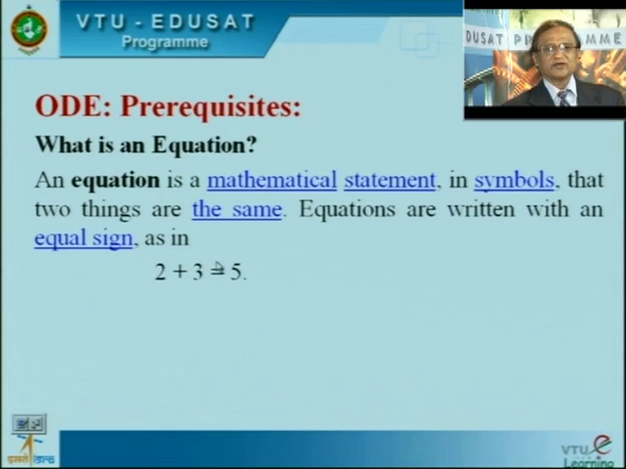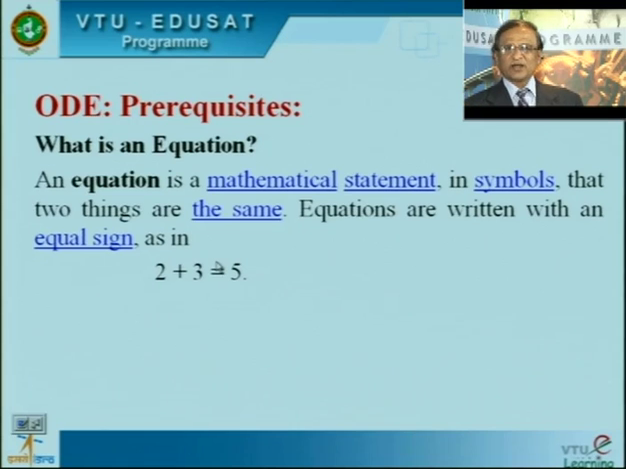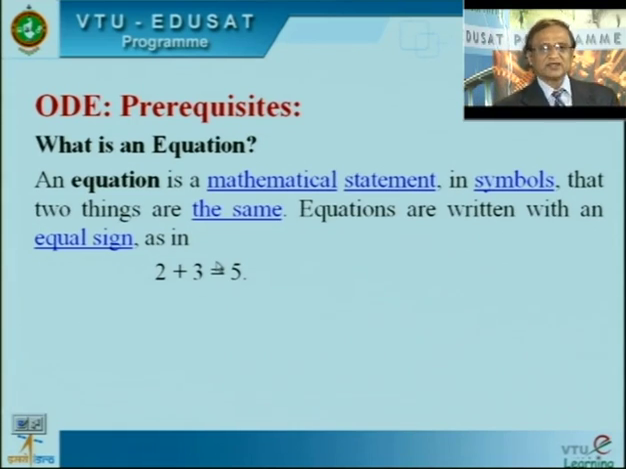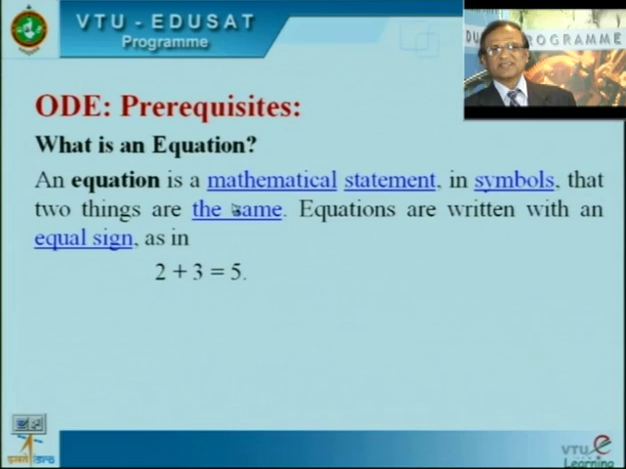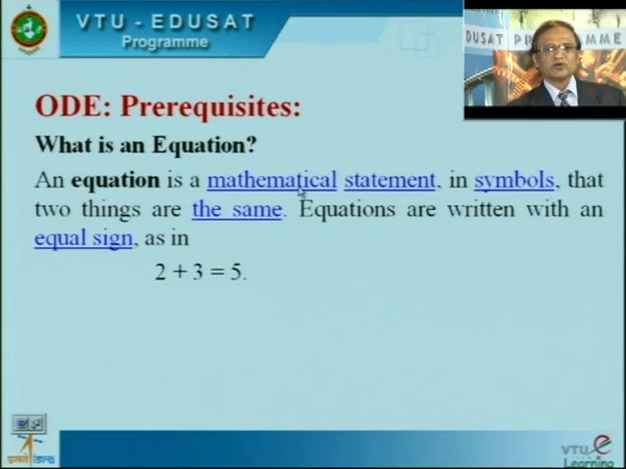Or you can write x plus 1 is equal to some other number, right? So, like that you can write an equation. In an equation we can use either constants or variables also, right? Such things we call an equation, when you equate the left hand side to the right hand side, right? Now I want to move to the next slide.